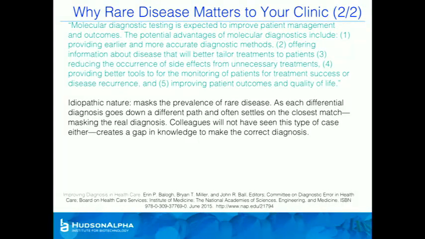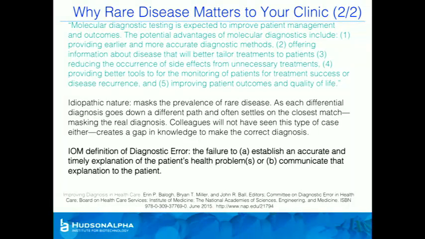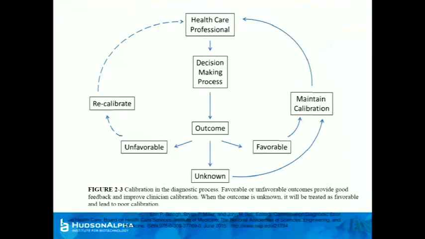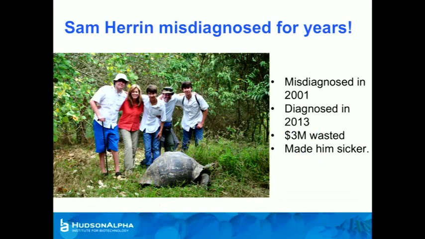Many of your cases, as I showed you, are going to fall into this knowledge gap. And the Institute of Medicine defines diagnostic error as failing to establish an accurate, timely explanation and communicate that. So this is a challenge every physician group has. When you make a diagnosis and the outcome is unfavorable, you recalibrate. But when you don't know that you've actually made a mistake or the patient hasn't improved, you don't change. You maintain your calibration. And that's a problem as we think about how to move forward.